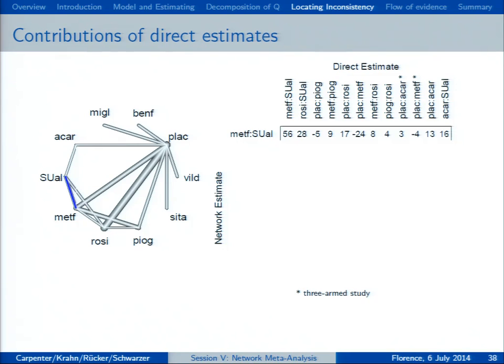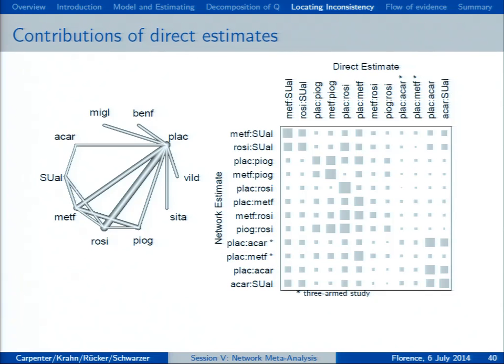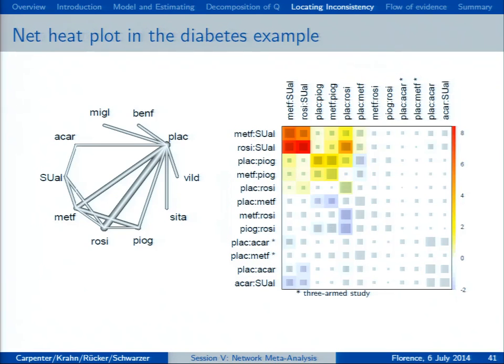And we now use these coefficients of the linear combination to visualize the contribution of each of the direct effect estimates to the network estimate by the area of gray squares. The greater the area of a square, the greater the contribution of the direct effect estimate in the column to a network estimate in the row. So we obtain this matrix for all the network estimates in the rows, and we combine this with the colors.